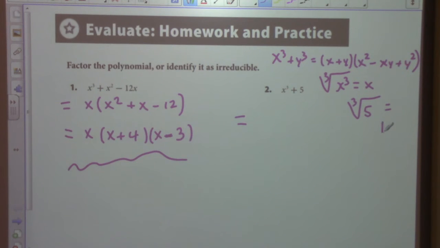So 1.71 or whatever it is. So this one, by the standards of the book, we would call irreducible. And it's just because we couldn't find an integer cube root of 5. So according to the standards of the book, we call this one irreducible. Okay?